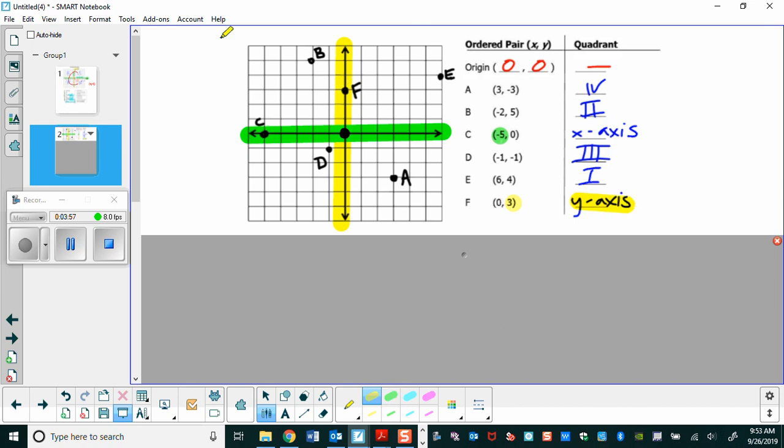All right? So ask me if you have any questions for how to plot these. But now I want you to just pause the video again and try the next section.